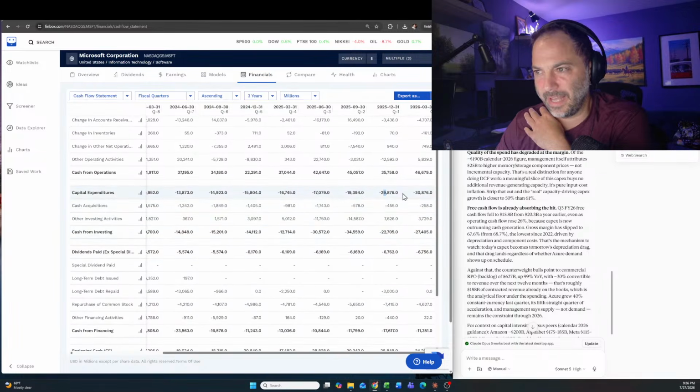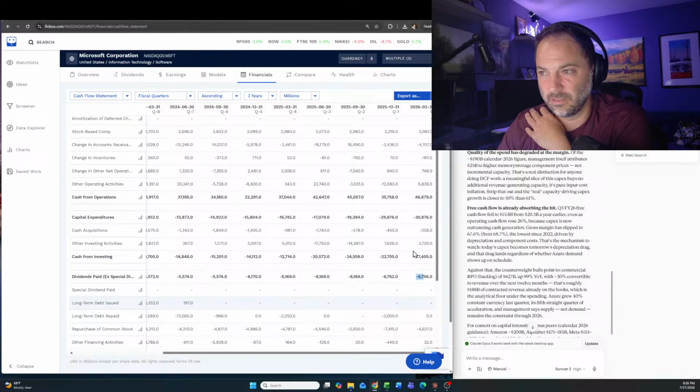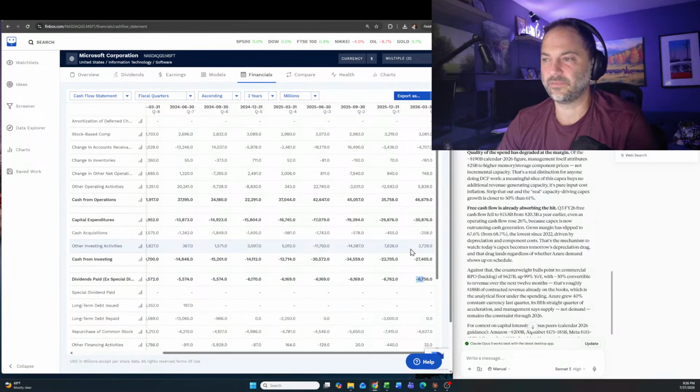But they can't spend everything they make because they pay a dividend. They're paying 6.7 billion in dividends. So they can't spend, well, I take that back. They can borrow money, but they haven't borrowed money in a long time. It's really tough to believe they spend all of that money.